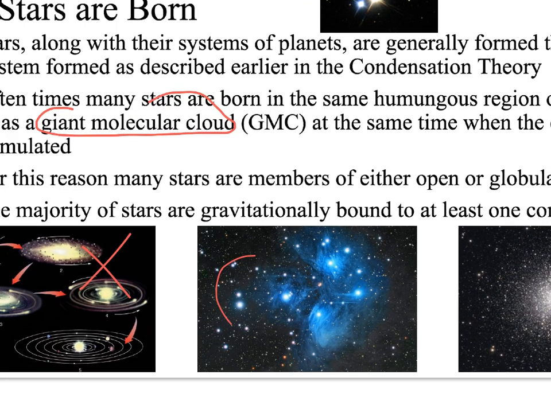This is pretty good. This actually is a photograph of the Pleiades, otherwise known as the Seven Sisters. And in a giant molecular cloud, or GMC, basically there's a bunch of gas and dust that a bunch of stars can be formed from. That's a giant molecular cloud.